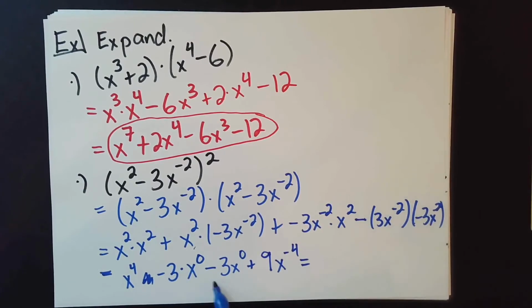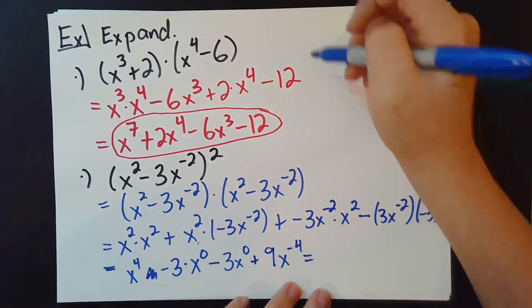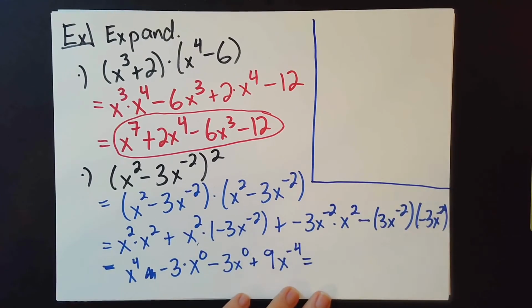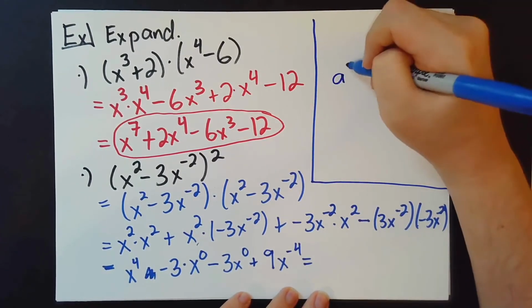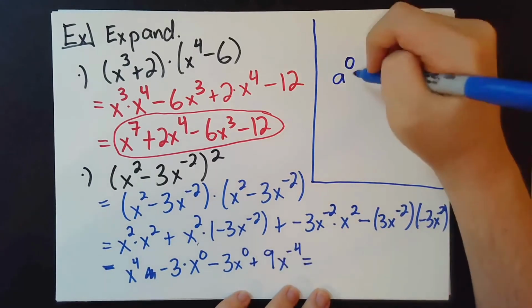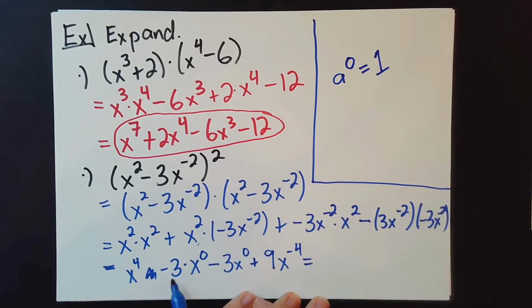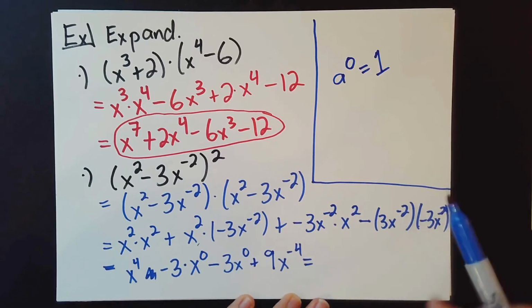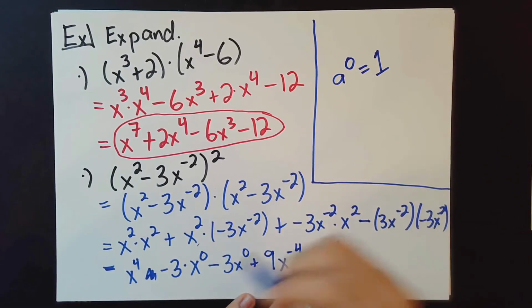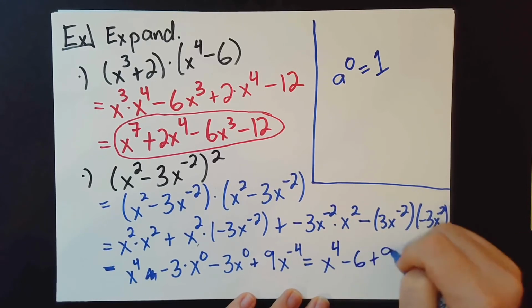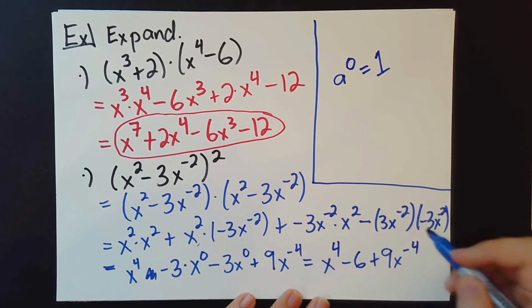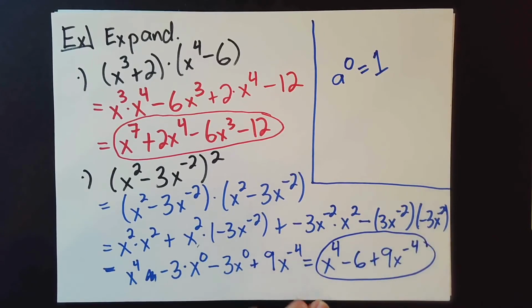And this can be simplified in a couple ways. And one of the ways it can be simplified is by noting what happens whenever you raise anything to the 0th power. Namely, whenever you raise anything to the 0th power, you get 1. So this x to the 0 and this x to the 0, they're really just 1. So this is really x to the 4th minus 3 plus 9x to the minus 4th, which is x to the 4th minus 6 plus 9x to the minus 4th. That is our answer.